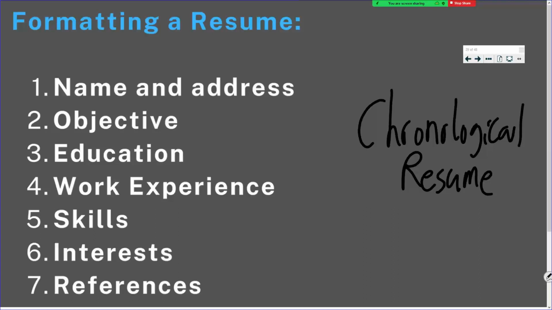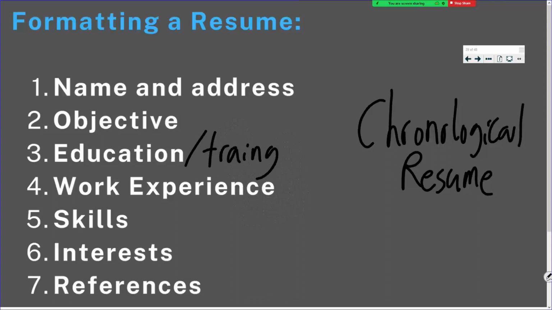So sometimes these are in reversed order. You might put your work experience first. You might put your education first. You're probably going to open with whichever one is stronger. So if you think that your education and your training is stronger, then you want to put that one first. So education, training.